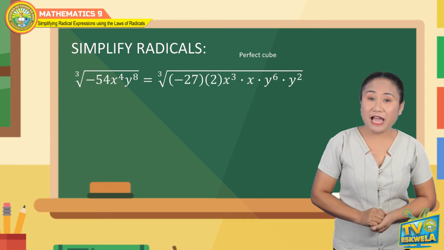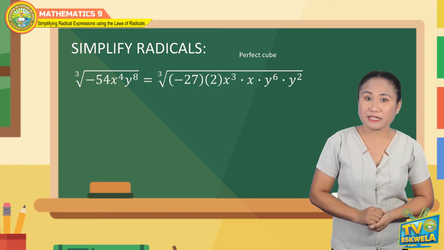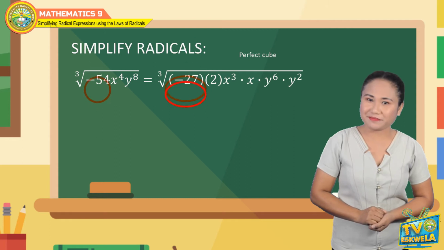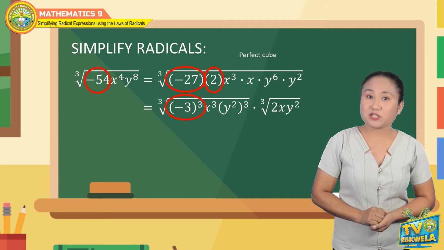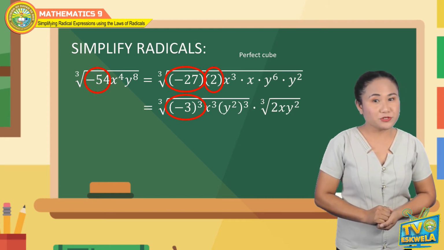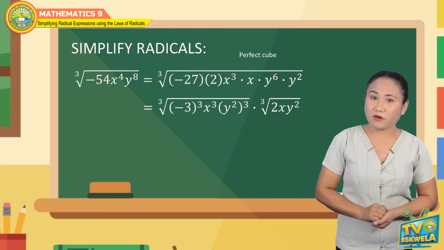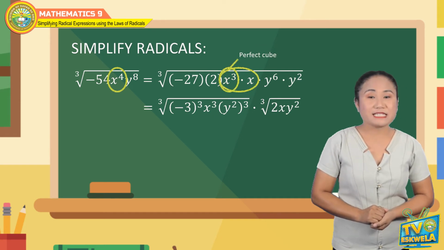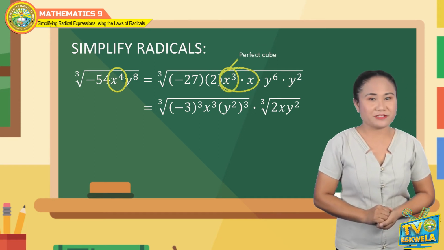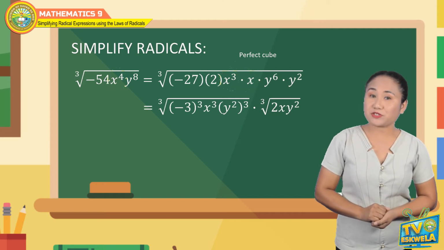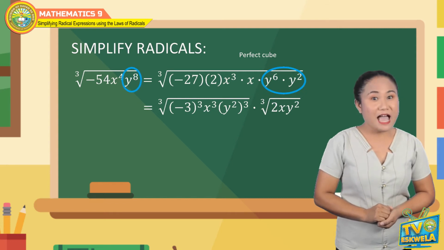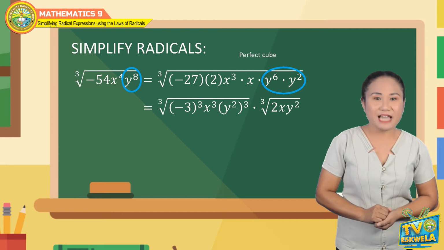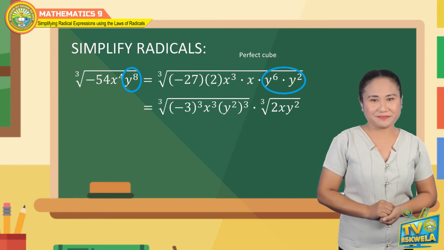A perfect cube factor of negative 54 is negative 27. That is, (-3) cubed multiplied by 2. x raised to 4 has x cubed times x as factors, and x cubed is a perfect cube, and y raised to 8 has y raised to 6 as a perfect cube factor times y squared.